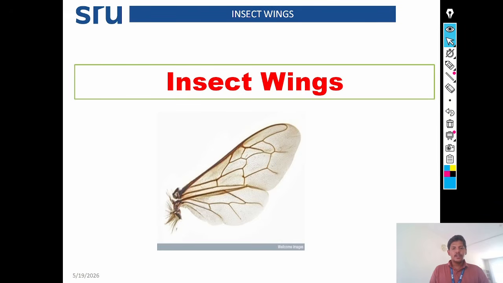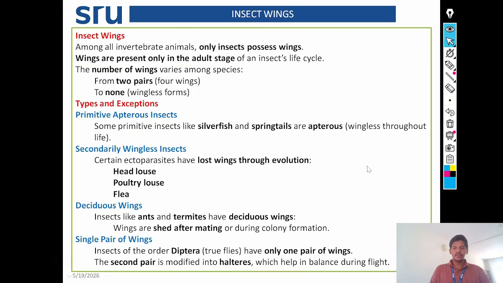Good morning all. In this session we are discussing insect wings. Among all invertebrate animals, only insects possess wings. No other invertebrate has wings.